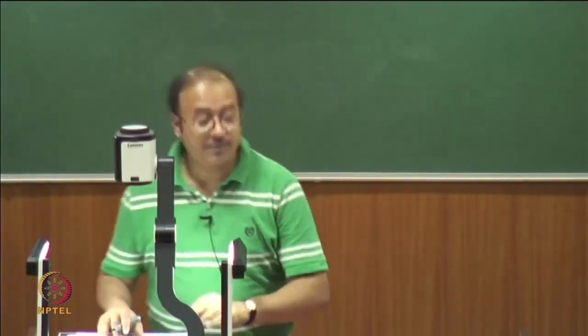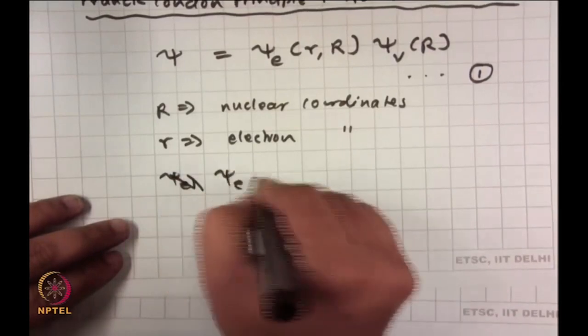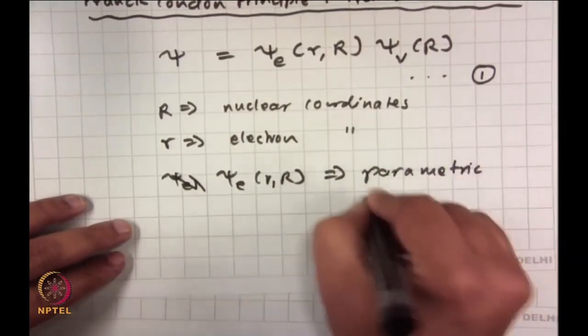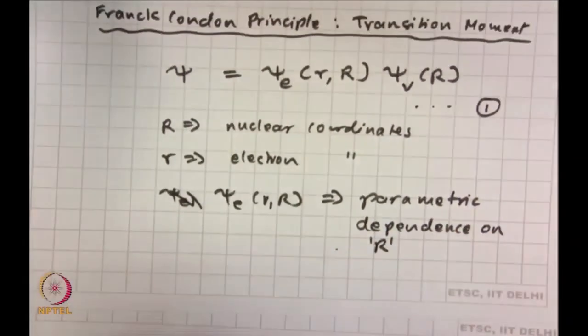So this type of dependence, that means psi electronic, sorry, let me write psi electronic of r and R, is referred to as a parametric dependence on R. The parametric dependence on R means that for each and every R value, which will help you give rise to a plot, you solve your electronic Schrodinger equation and you get psi electronic, you get E electronic, and then you get the energy curve. Okay, this is referred to as parametric dependence. So this is a starting point, right?